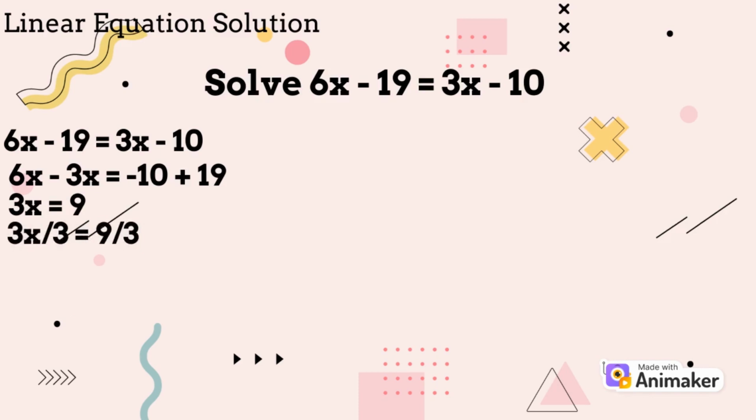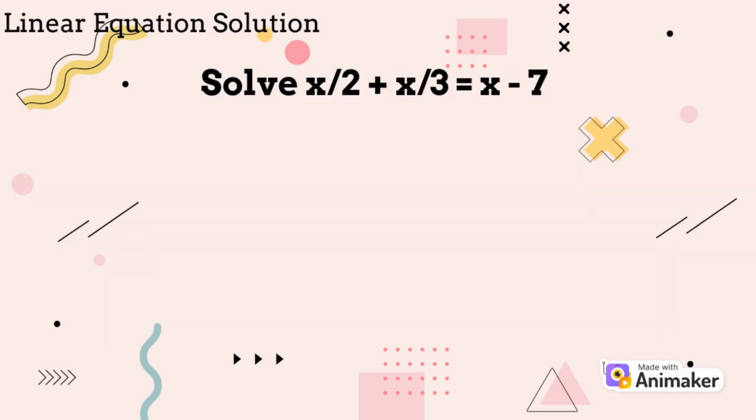By doing so, we will get the value of x, which is 3. Now let's try something a little more complicated. Let's try this example right here. This may look complicated, but it is also very easy to solve. Unlike the other questions, this one is an addition-division question.